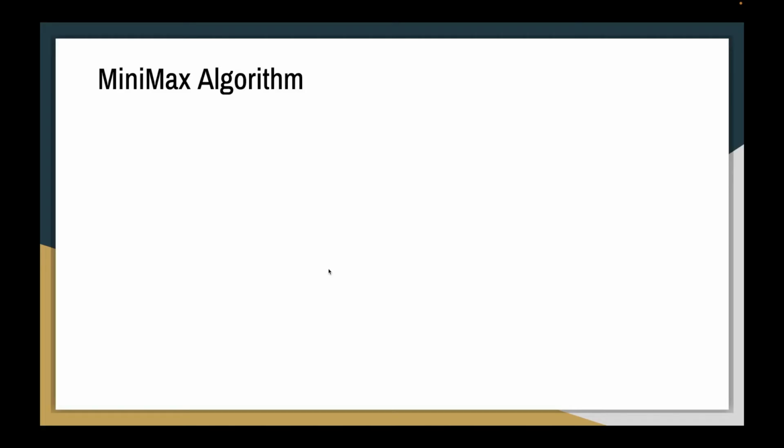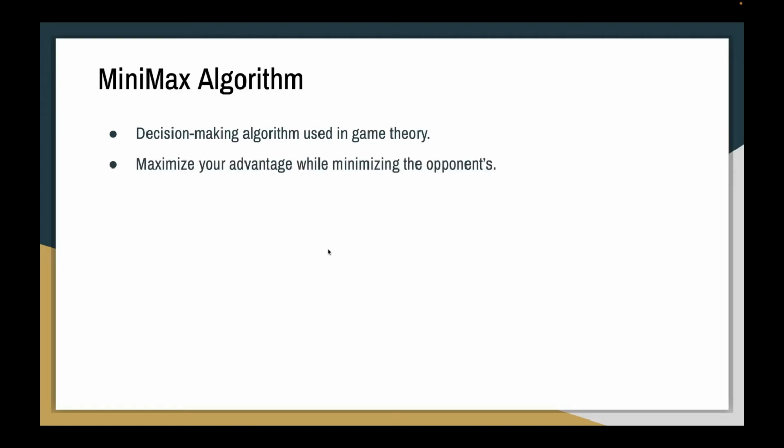Now, let us explore how the MiniMax algorithm works. The MiniMax algorithm is a decision-making algorithm widely used in game theory and AI for games like chess, checkers, tic-tac-toe. It helps to make decisions that lead to the optimal outcome when playing against an opponent. The goal of the MiniMax algorithm is very simple: maximize your advantage while minimizing the opponent's.